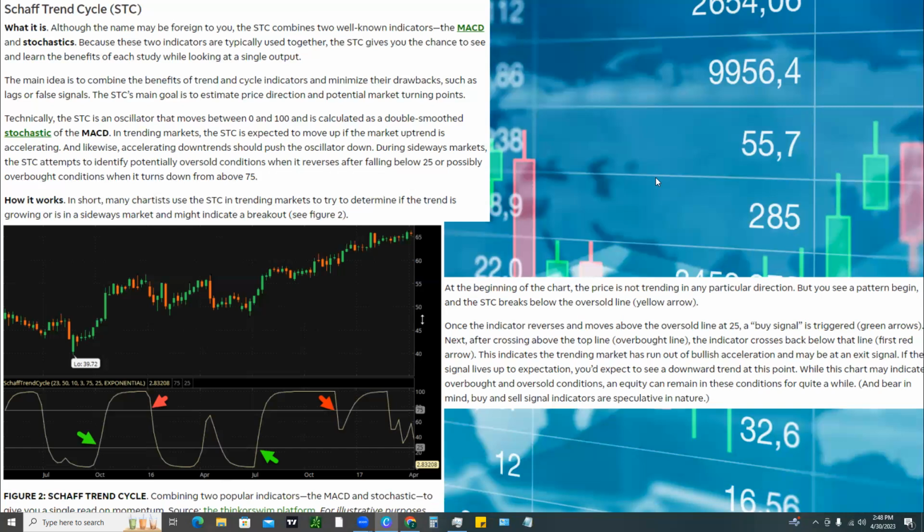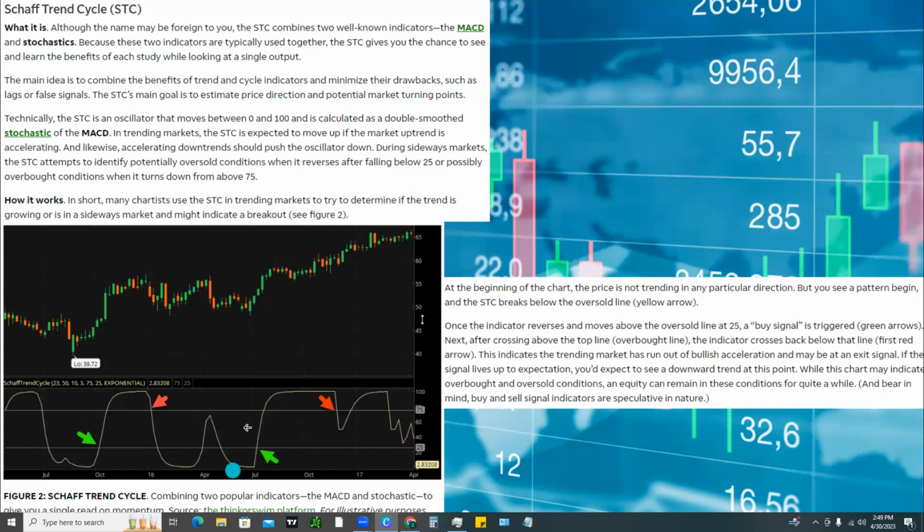Next, after crossing above the top line, the overbought line, the indicator crosses back below that line, the first red arrow. This indicates the trending market has run out of bullish acceleration and may be at an exit signal. If the signal lives up to expectation, you'd expect to see a downtrend at this point. While this chart may indicate overbought and oversold conditions, an equity can remain in these conditions for a while. And bear in mind, buy and sell signal indicators are speculative in nature, right?